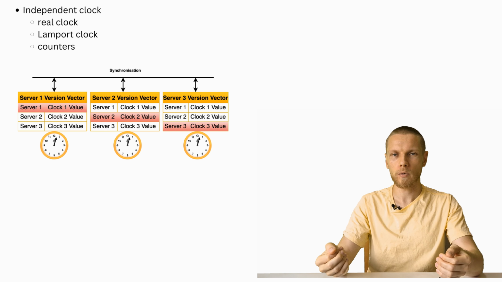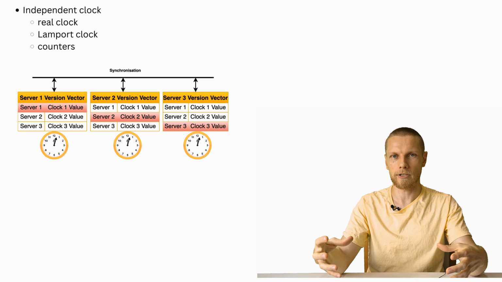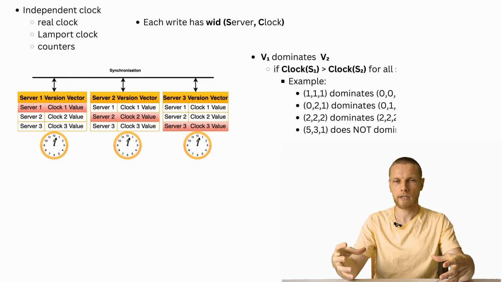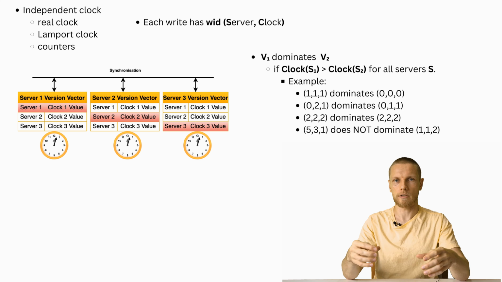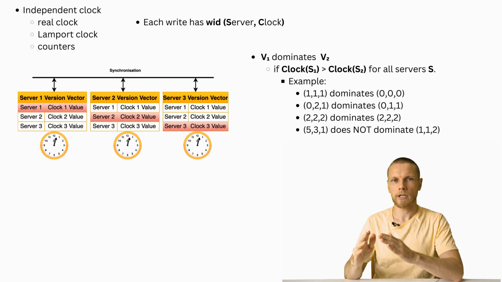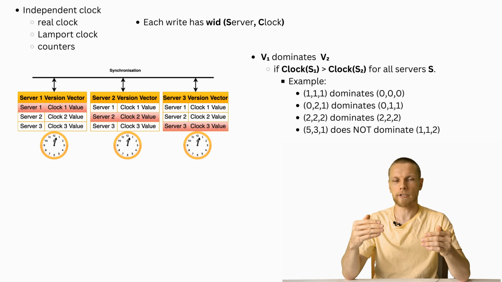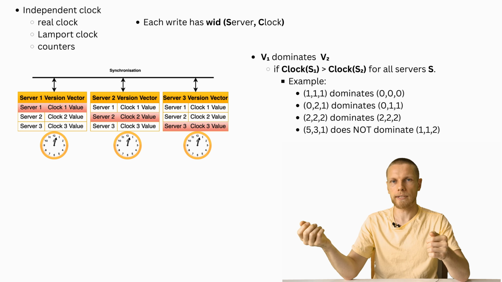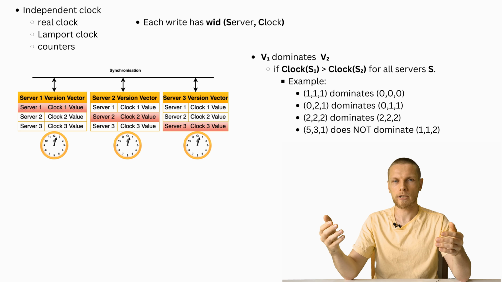To make it work, we need to define 2 operations on those version vectors. First, we will say that version vector v1 dominates version vector v2 in case every element of vector 1 is more or equal to the corresponding element of vector 2. We need this operation of domination to understand if a server is behind or ahead of another server.